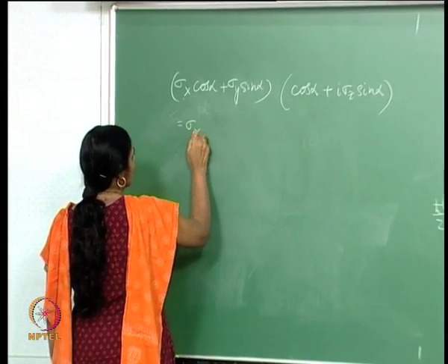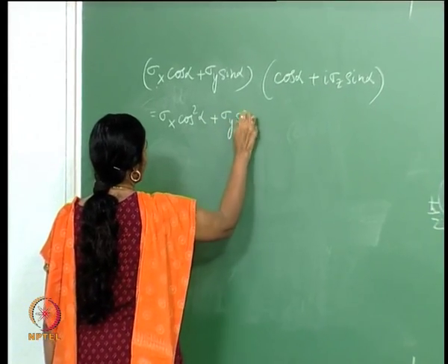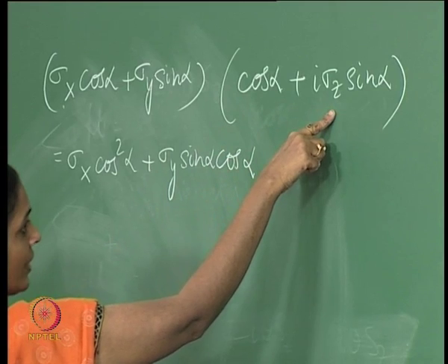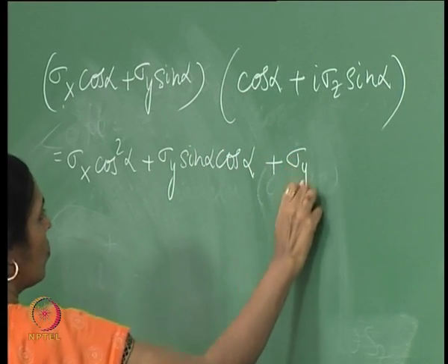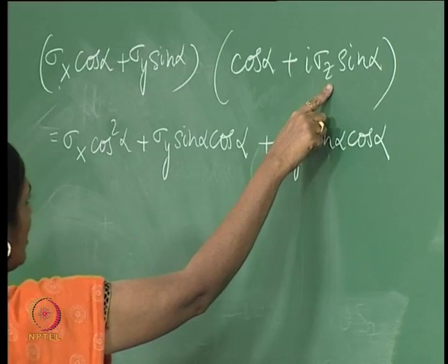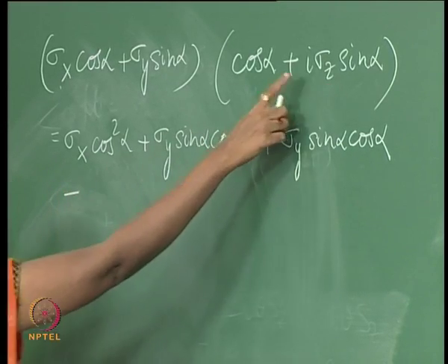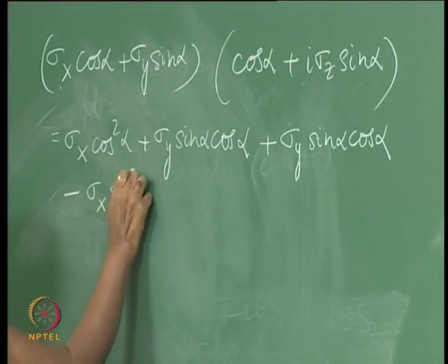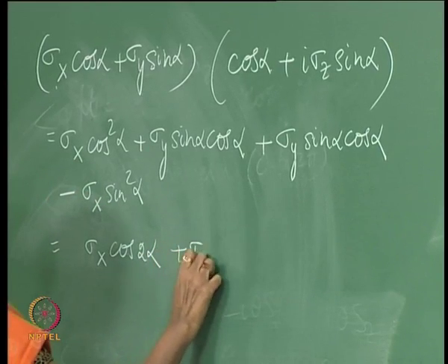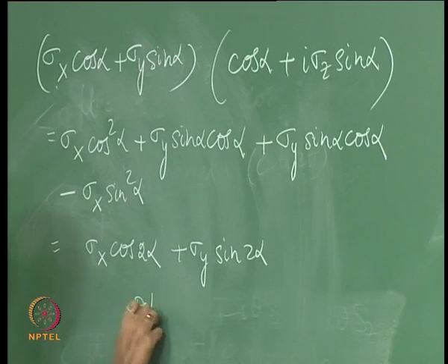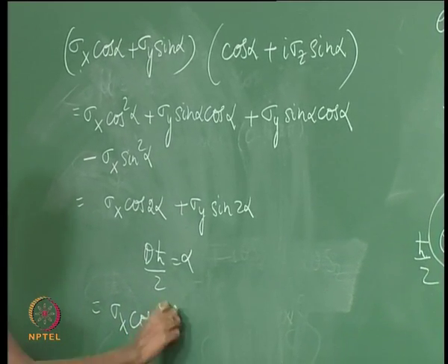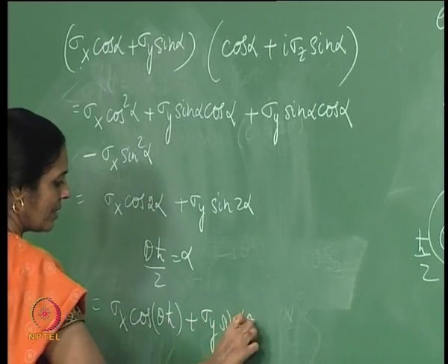So, basically this is sigma x cos squared alpha plus sigma y sin alpha cos alpha. I have a sigma x sigma z, and that is a minus I sigma y. So, that just gives me a sigma y sin alpha cos alpha, and then I have a sigma y sigma z, which is I sigma x, but that is an I out there, so that is a minus sigma x sin squared alpha. Which is simply sigma x cos 2 alpha plus sigma y sin 2 alpha. But remember that theta h cross by 2 was alpha, and therefore, this is simply sigma x cos theta h cross plus sigma y sin theta h cross.